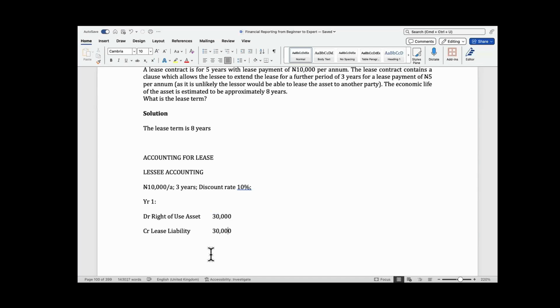We cannot recognize this amount at 30,000 because 30K is a future value. 30,000 is what we're going to pay at the end of year one, at the end of year two, at the end of year three.